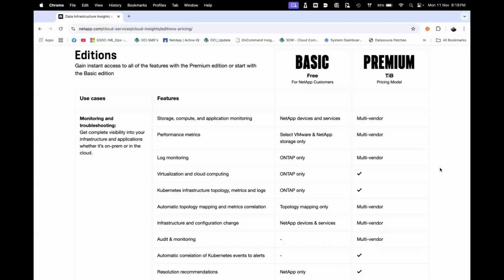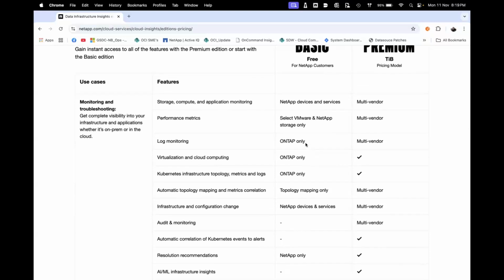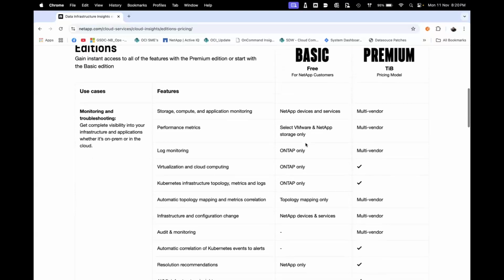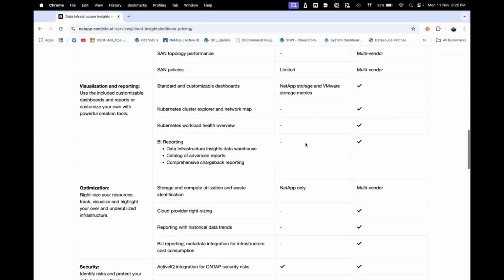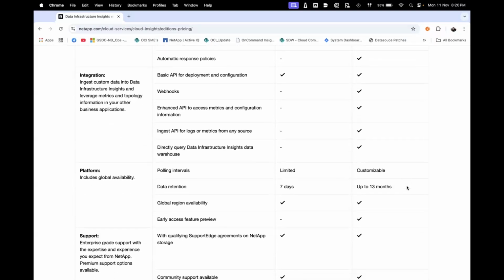So we have two editions available for this product, that is basic and premium. So you can choose the right fit for your business with a basic or premium edition. So we will break down the features and the benefits of each. So with the basic, you get to monitor only NetApp. With premium, you get to monitor your multi-vendor entire holistic environment under a single umbrella. And the data retention in terms of basic is just 7 days. And with respect to premium edition, the data retention is up to 13 months.